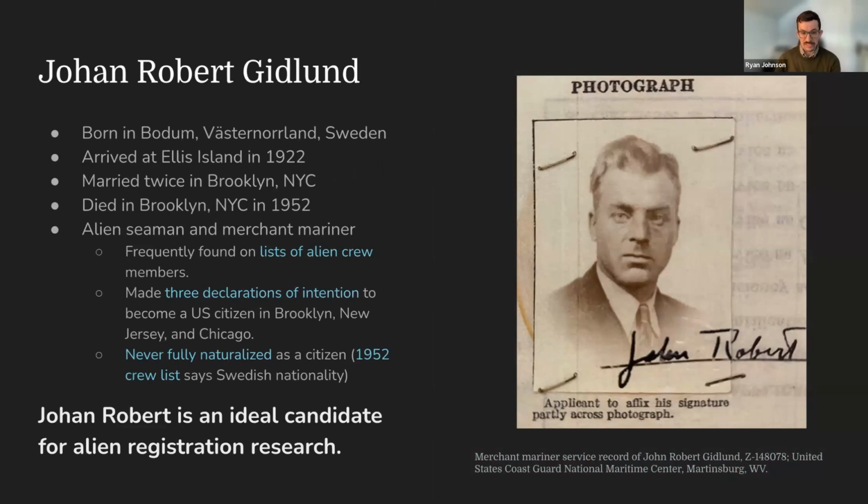He appears a lot on lists of alien crew members. He made 3 declarations of intention to become a U.S. citizen in various places, but he never became a fully naturalized citizen. Up until the year of his death, he was listed on crew lists as a Swedish national. So because of those things I highlighted in blue, Johann Robert Gidland is an ideal candidate for alien registration research. We're hoping to find this guy in this record set.